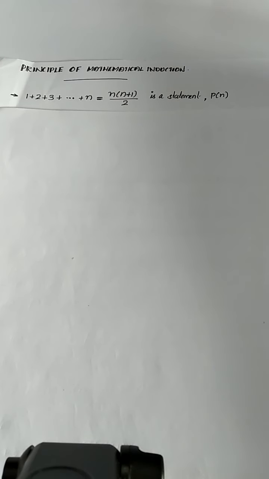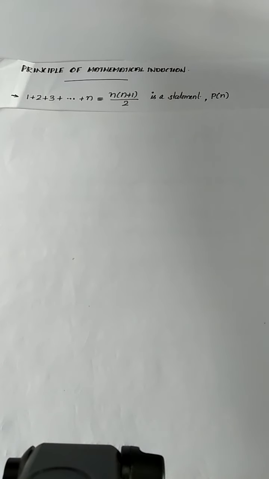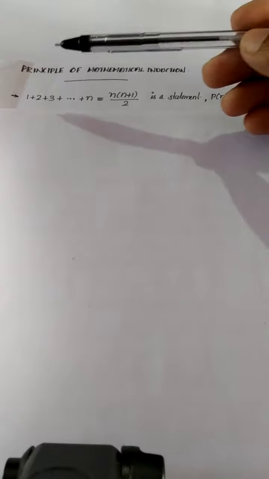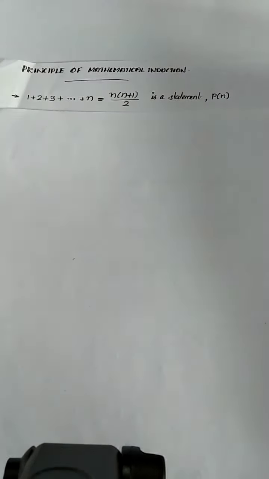Dear students, next we are discussing our fourth chapter, Principle of Mathematical Induction. This is our fourth chapter. So in this case, we are discussing some statements and the validity of the statements, the statements related to natural numbers. For example, look at here. What is this? This is a statement.